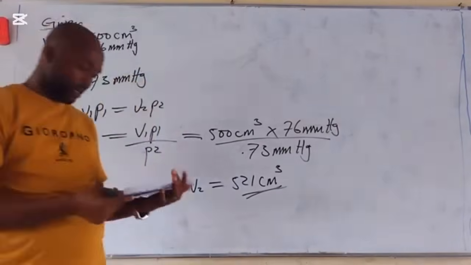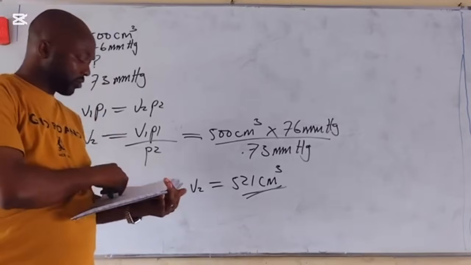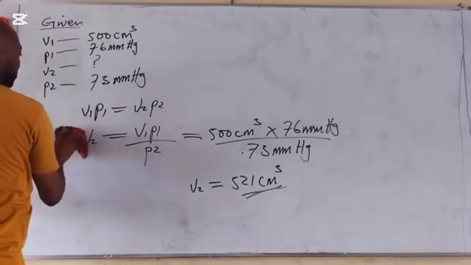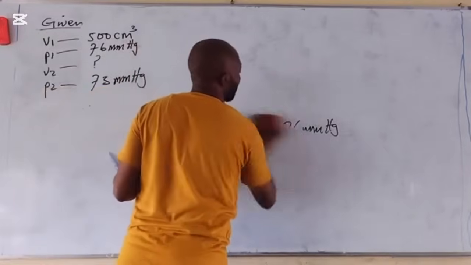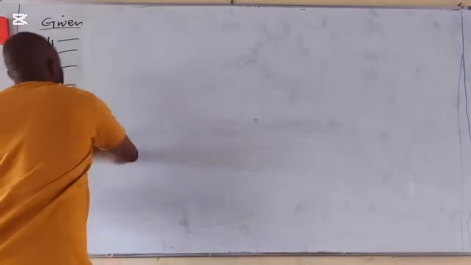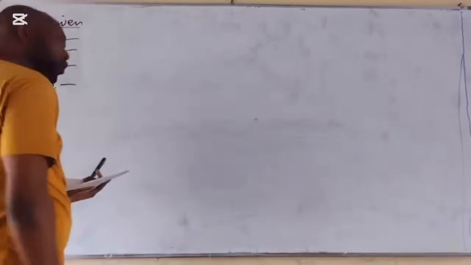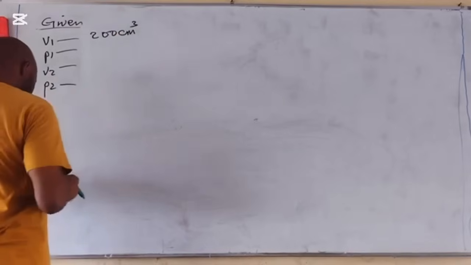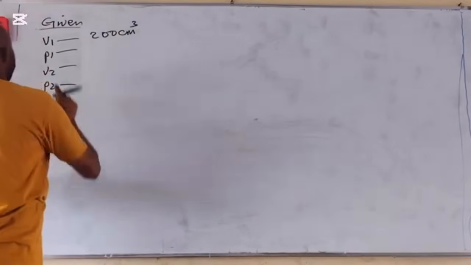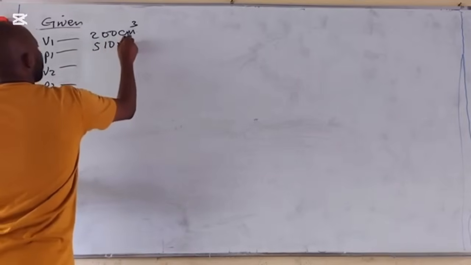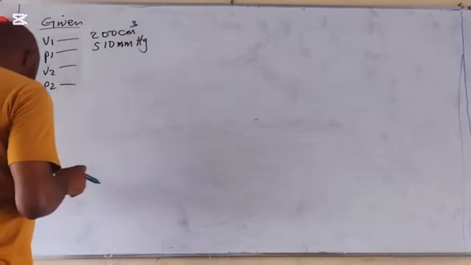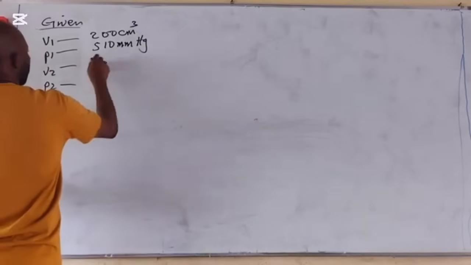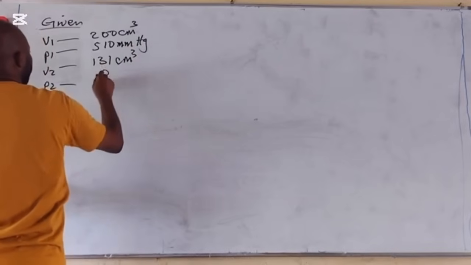Let's just take 7 questions and move to something else. The 7th question, we can stop there. Let me clean it up. A gas occupies 200 cm cube at 510 millimeter of mercury. If temperature remains constant, what will its pressure be when the volume is increased to 131 cm cube?